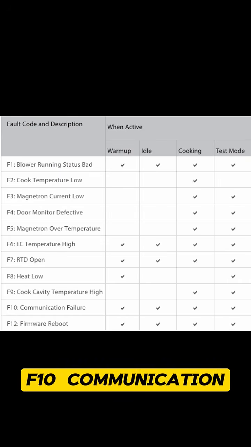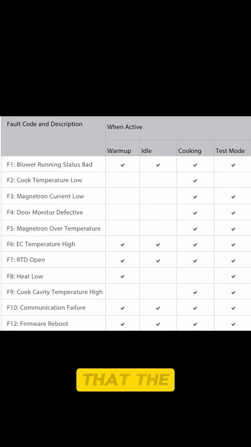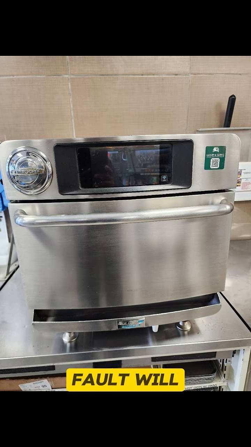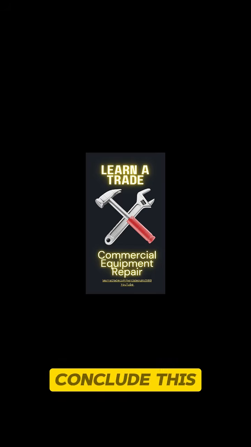F10. Communication failure. This fault will signal that the UI control board Phoenix is no longer able to communicate with the I/O control board Sage. This fault will terminate a cook cycle upon discovery. F12. Firmware reboot. This fault will signal that the UI control board Phoenix became unresponsive for 4 seconds, forcing a system reboot. This will conclude this lesson on fault code descriptions.